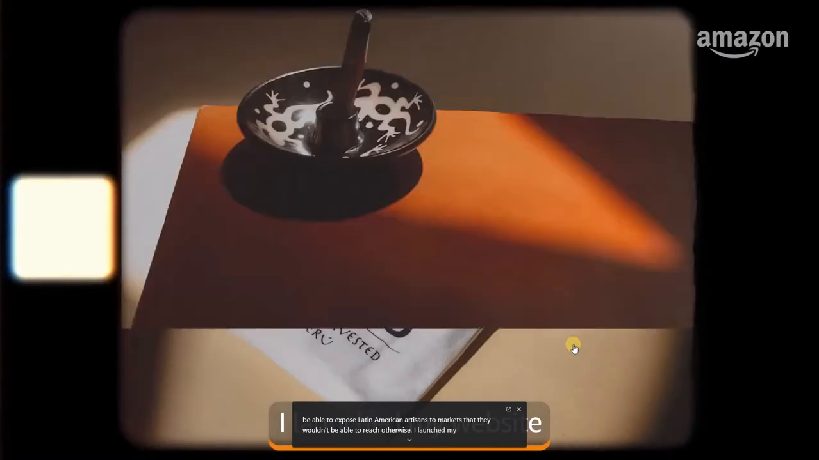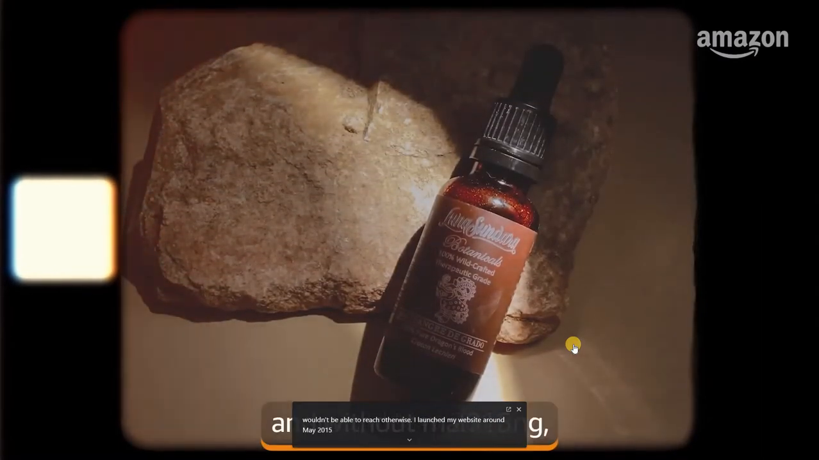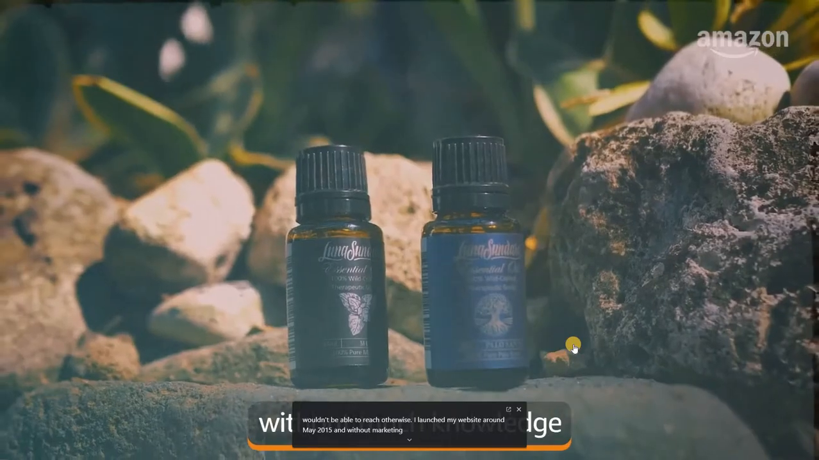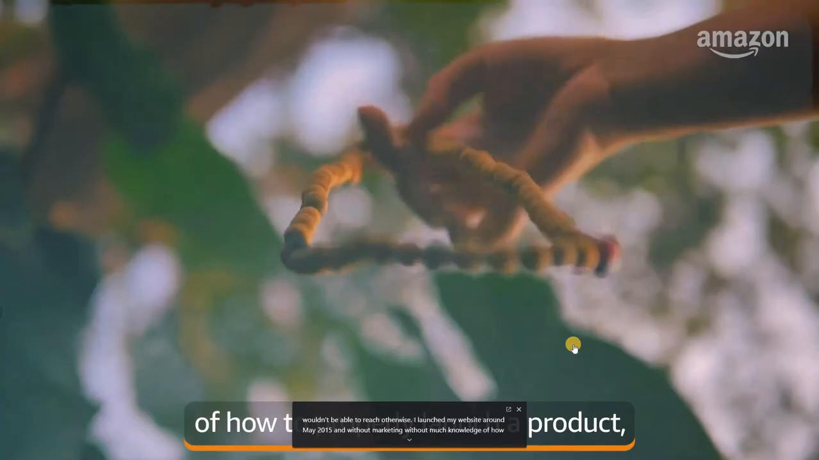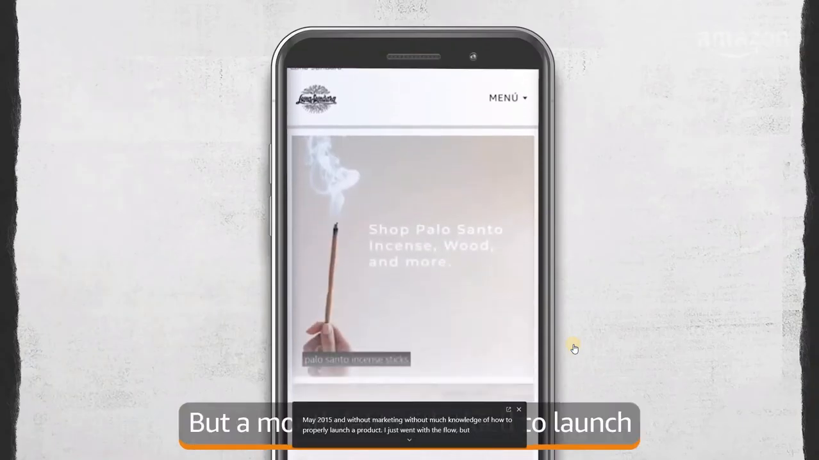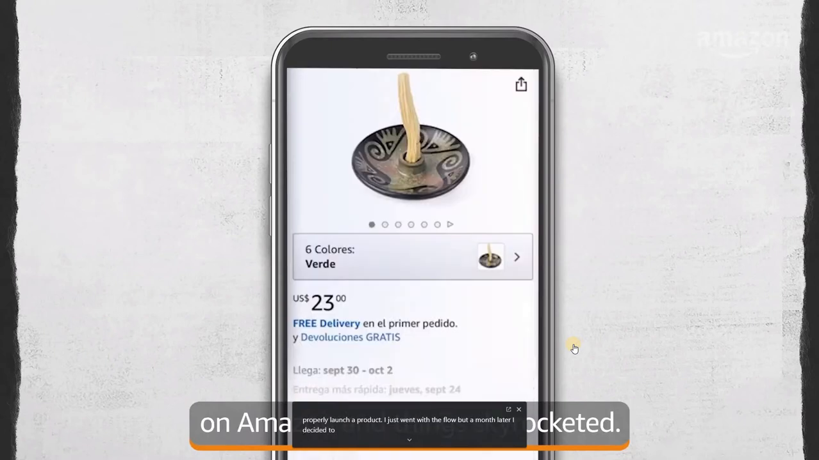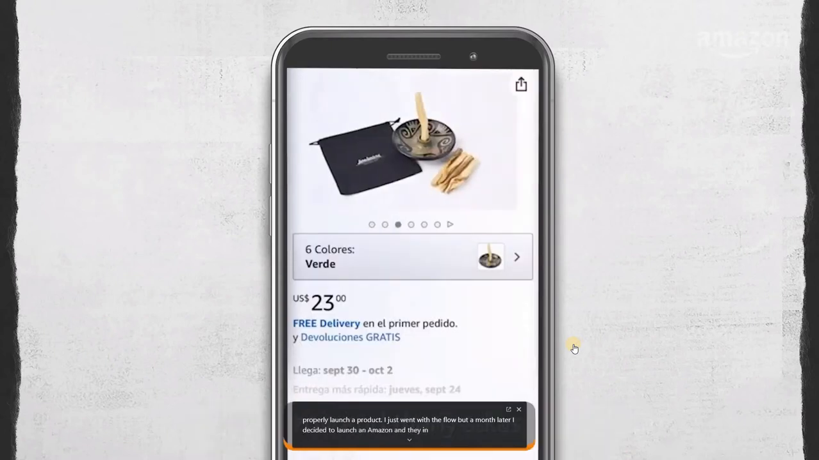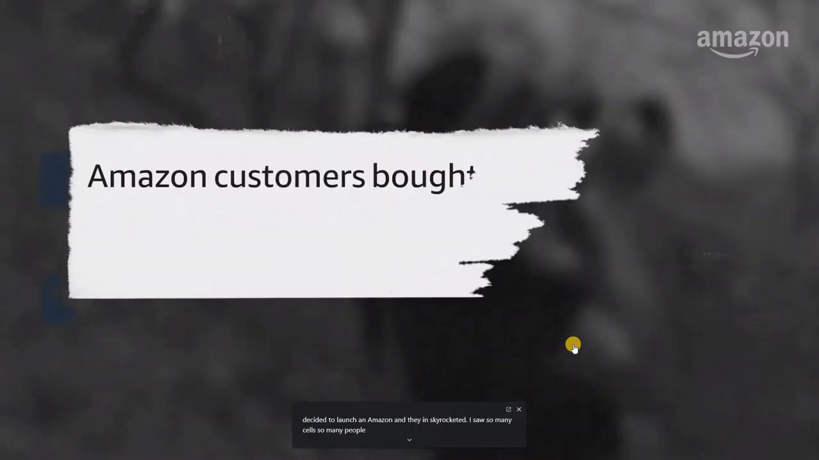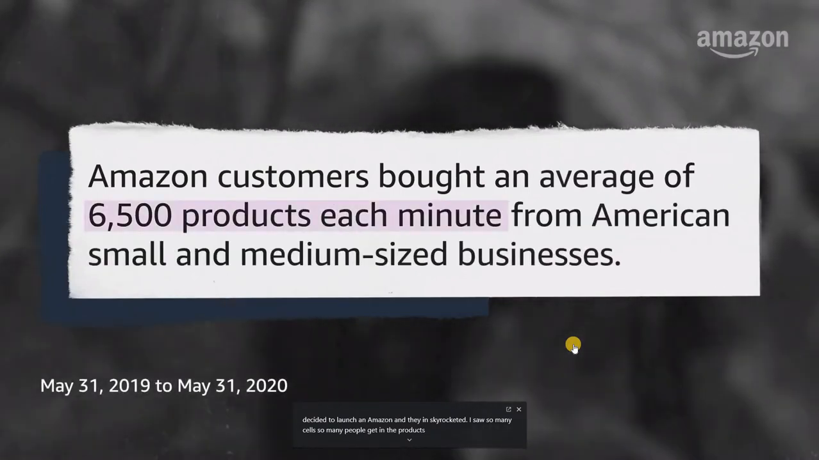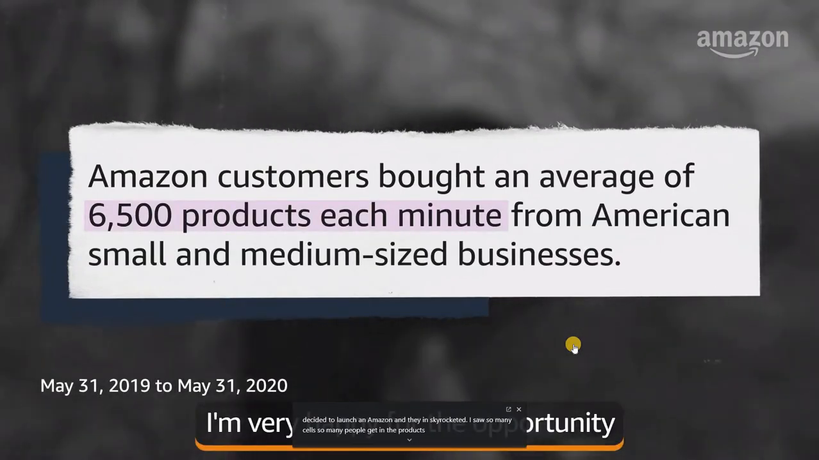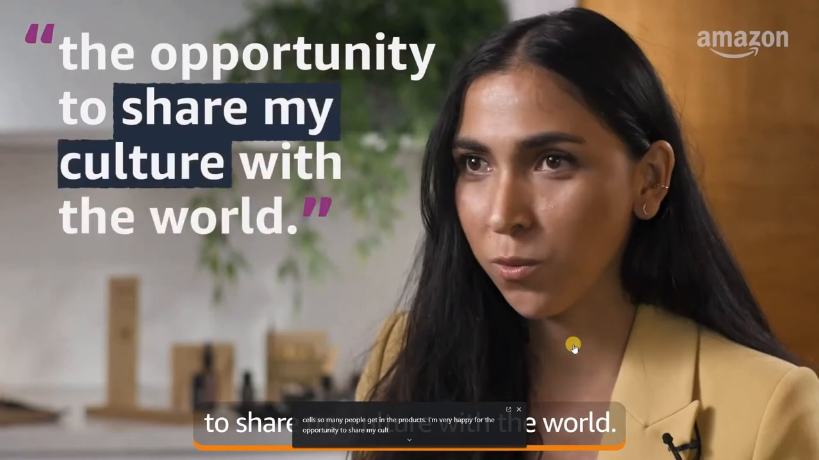I launched my website in around May 2015. And without marketing, without much knowledge of how to properly launch a product, I just went with the flow. But a month later, I decided to launch on Amazon, and they skyrocketed. I saw so many sales, so many people getting the products. I'm very happy for the opportunity to share my culture with the world.